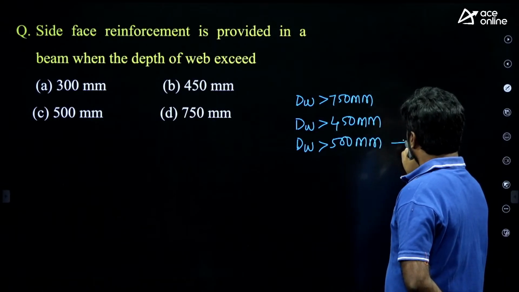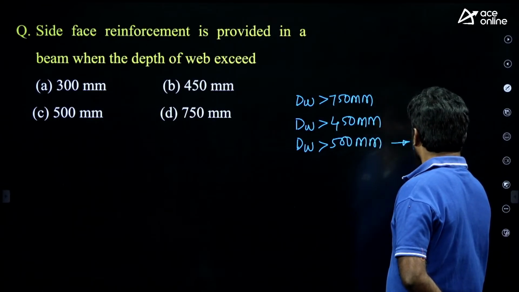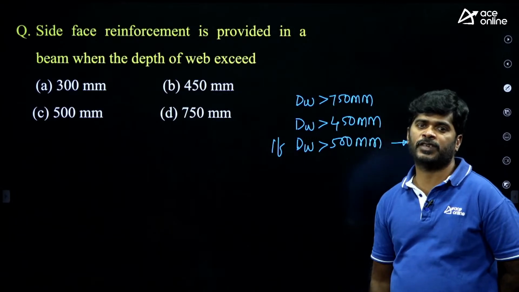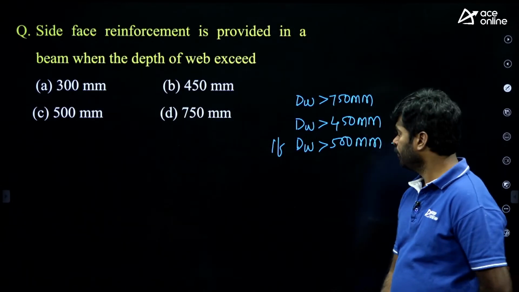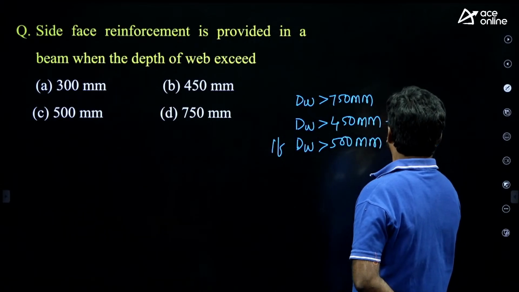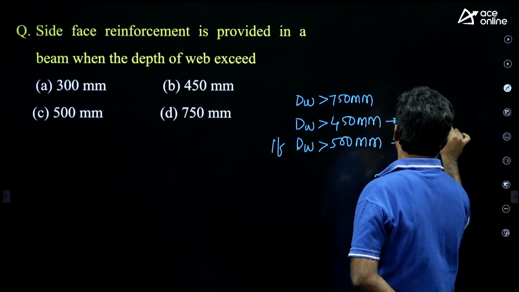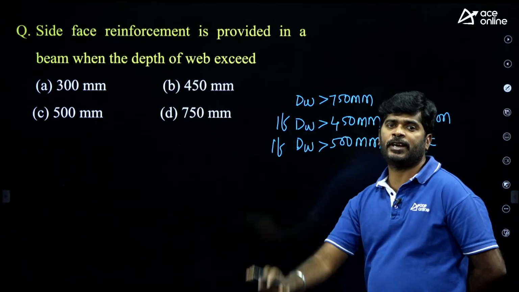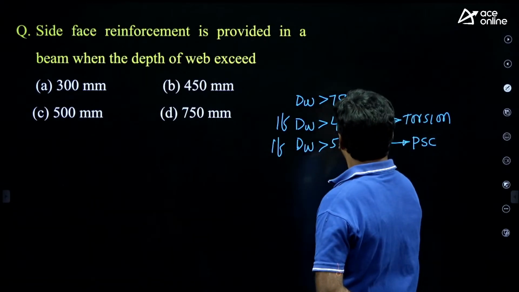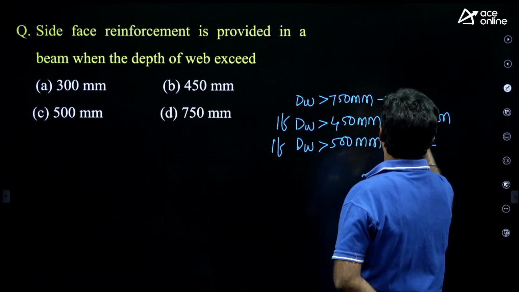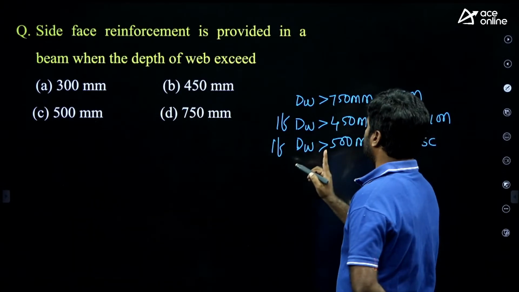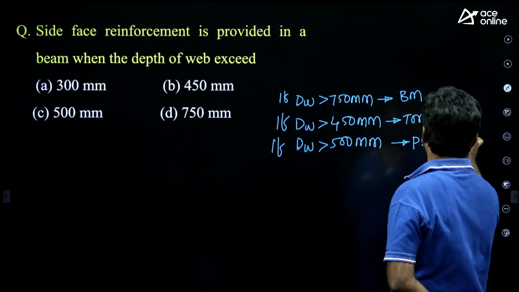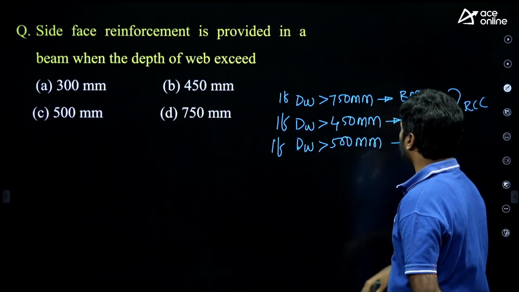My dear, in pre-stressed concrete, if depth of web is more than 500 mm, we will provide side face reinforcement. Okay. If beam is subjected to torsion, if depth of web is more than 450 mm, let us provide side face reinforcement. If beam is subjected to only bending moment, no torsion in RCC, provide side face reinforcement when depth of web exceeds 750 mm. These two are in RCC, and this one will be in pre-stressed concrete.